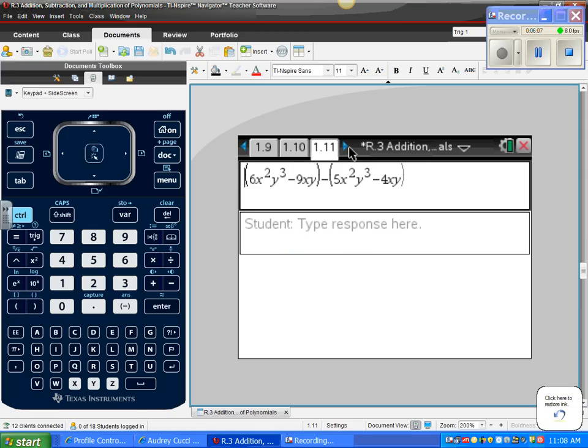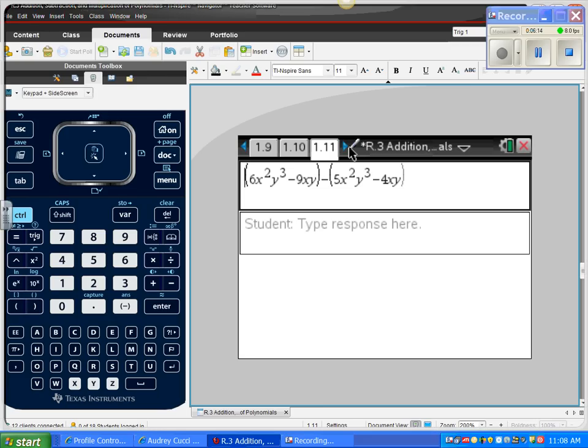Okay, next one. Now this one's a little bit different. We're subtracting polynomials. We have a rule for when we're subtracting polynomials, and I know half of you are jumping up and down right now in your heads saying, keep, change, change. You're absolutely right, okay? We are going to keep, change, change. What we mean by that, keep the first polynomial. Change subtraction to addition and change all of the signs in each term after that, okay? So our new problem becomes 6x squared y cubed minus 9xy plus a negative 5x squared y cubed plus 4xy.